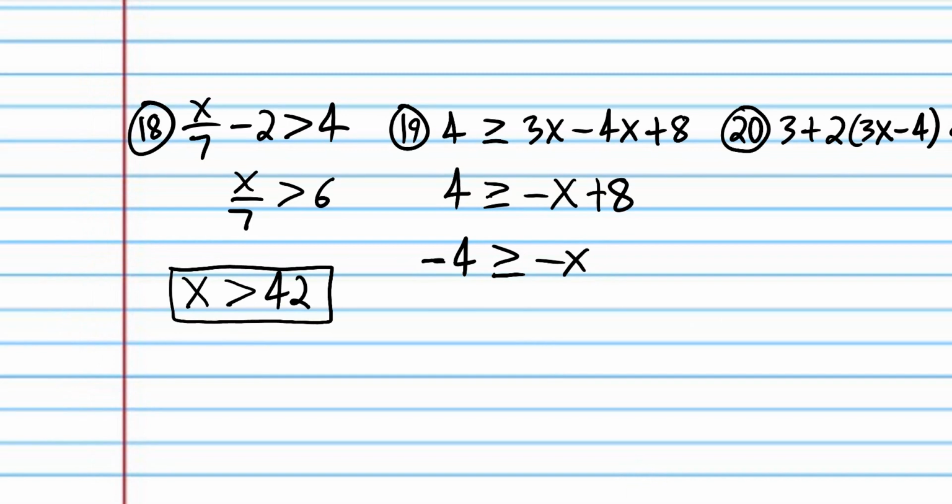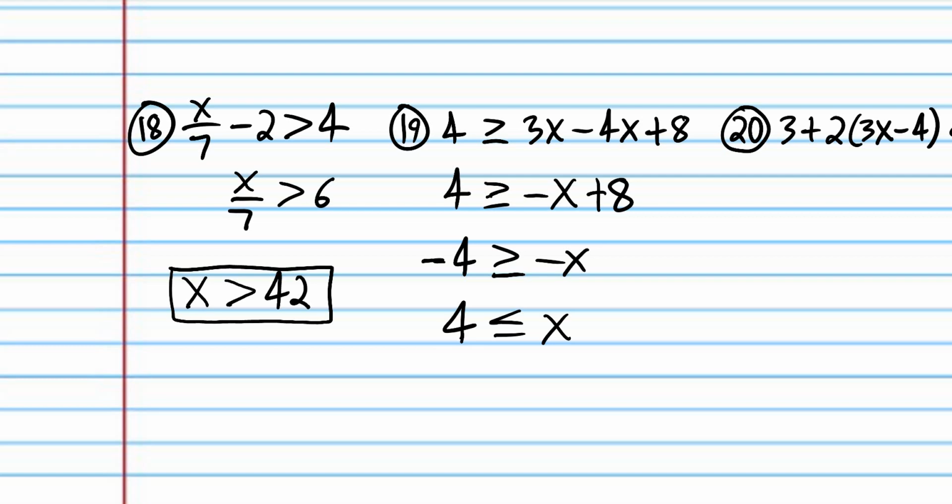And now we want to get rid of this negative. X is not isolated yet because that negative 1 is right in front of there. So we're going to divide both sides by negative 1. And because we're dividing both sides by a negative, we have to flip that inequality. And negative 4 divided by negative 1 is positive 4.